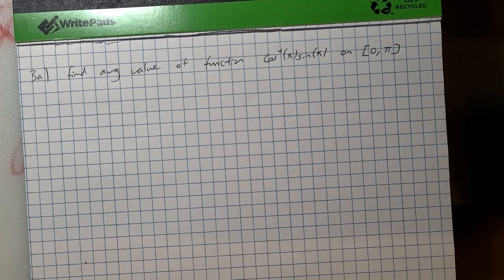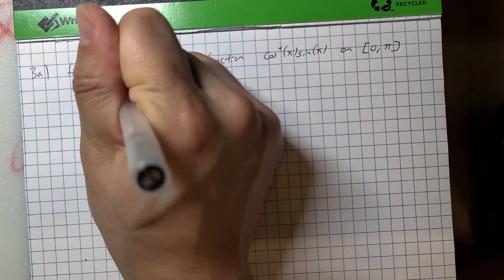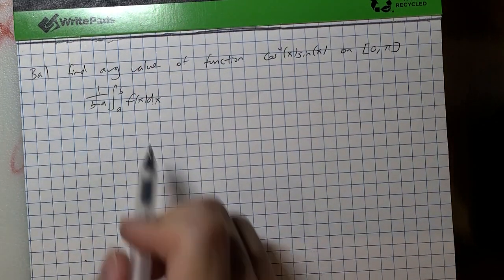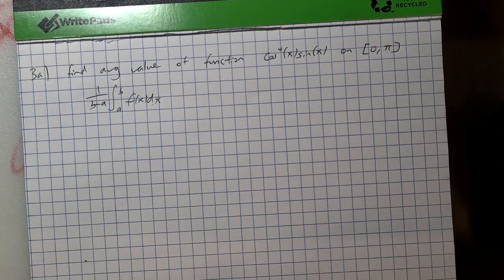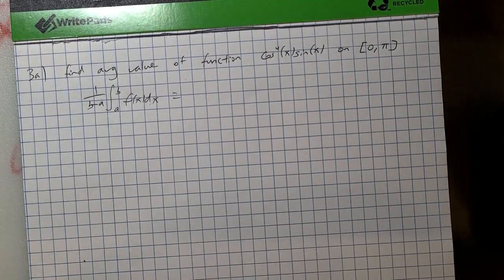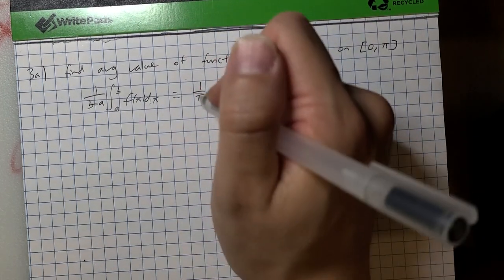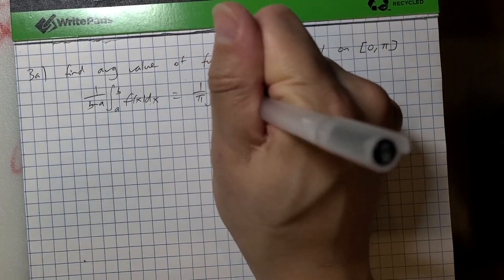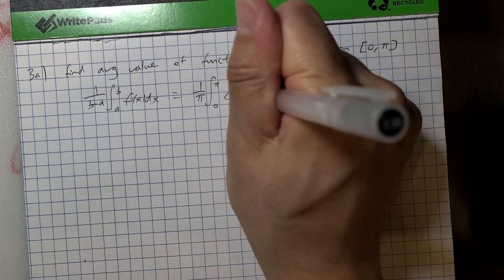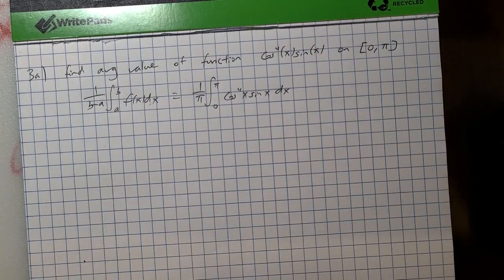Okay? How do we do average value? This is very easy. It's 1 over b minus a, integral from a to b, f of x dx. That's literally the average. Just summing up all the terms of f, divide by the range of f. So that is 1 over pi minus 0, that's 1 over pi, integral from 0 to pi of cosine to the 4th times sine dx. Okay? How do we solve this?